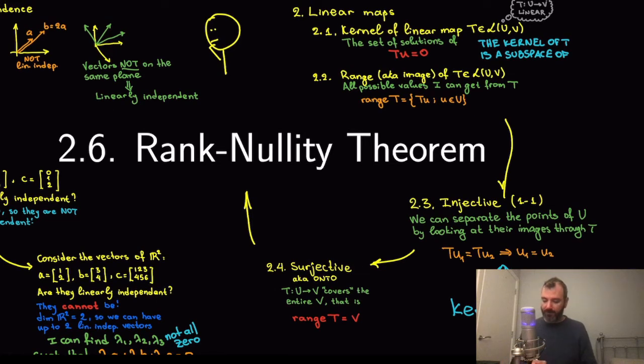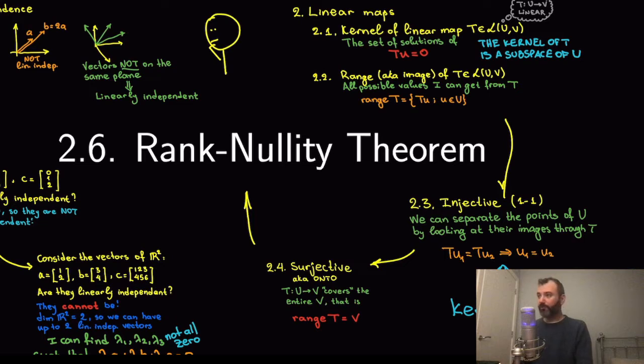This much about linear independence. Let's have a look now at a few definitions related to linear maps. So first of all, the kernel of a linear map is the set of solutions of the equation T of u is equal to 0. This is what defines the kernel. All these points that satisfy T of u is equal to 0. And it is extremely important to remember that the kernel of T is a subspace of U.